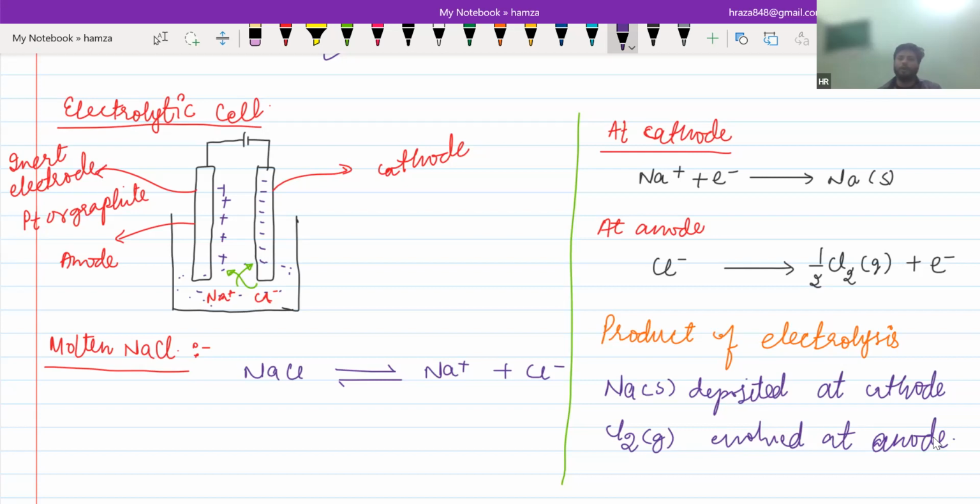So there will be a question like this: electrolysis of the following molten state is going on. What will be the product? On which electrode will sodium be formed or deposited? Questions will be like this. So please do it. I'm waiting.